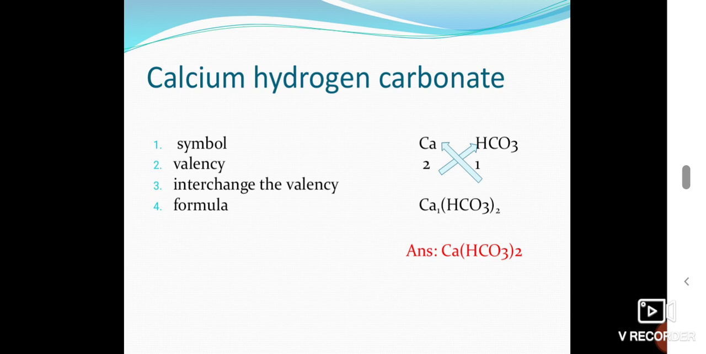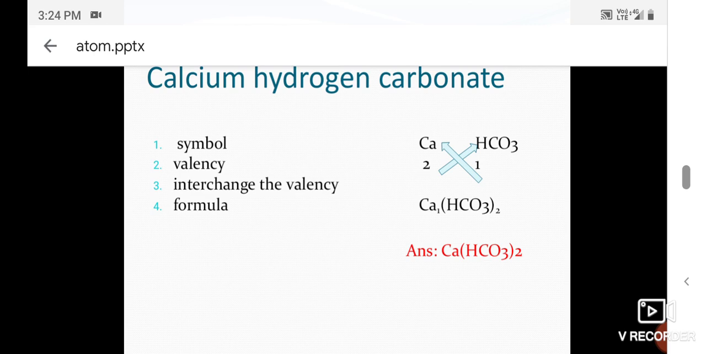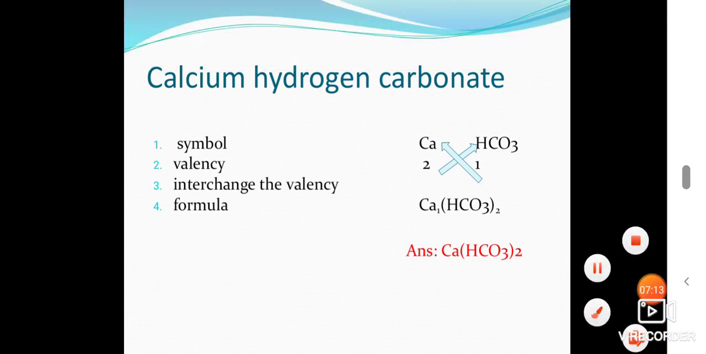And calcium hydrogen carbonate. We know that the symbol of the calcium ion is Ca 2 plus. Hydrogen carbonate is a negative ion. It has a charge of minus 1. So calcium, the symbol for calcium is Ca.